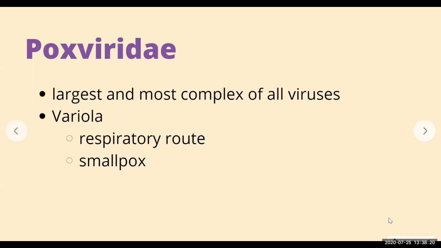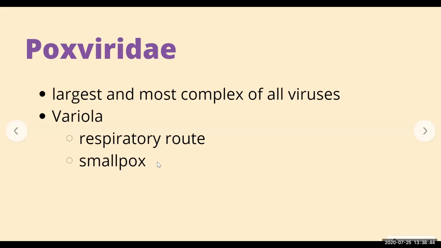Then the next family is your Poxviridae. So this is the largest and the most complex of all viruses, yung pinakita ko kanina. But the virus that I've shown you kanina sa picture was a vaccinia. So vaccinia infects cows, no? The one that infects human beings is the variola. And this is the one that causes your smallpox. And this is transmitted through respiratory route.